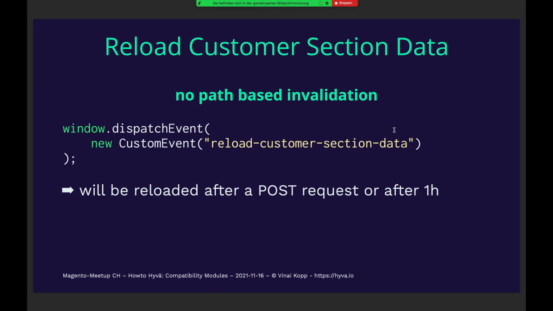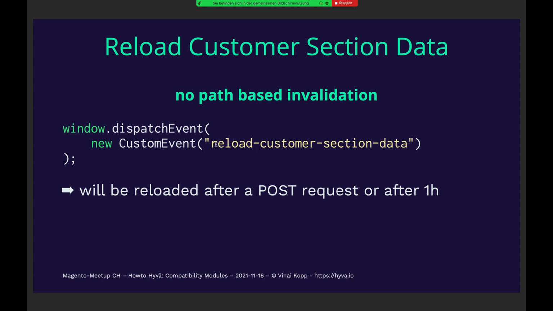And we don't have any path-based invalidation. So if a post is sent, that invalidates the private content version, so it will be reloaded, or it times out after an hour, so then also it will be reloaded. In the meantime, it will be stored in local storage, just like in Luma. So only after these two things it will be reloaded.